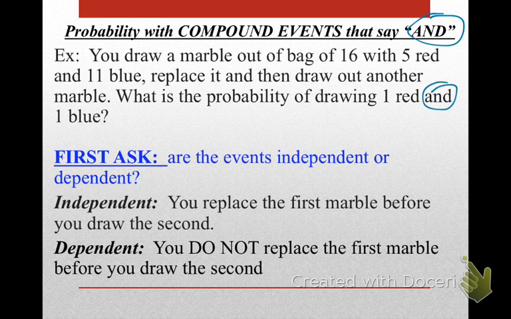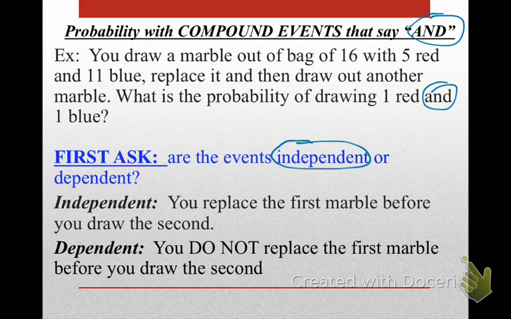First ask, are these events independent? That means one probability does not affect the other, or dependent, one event does affect the other. Well, in this situation, if you replace the first marble that you draw out, you are not affecting your second draw because you still have the same total. So these events are independent when you replace the first marble before you draw the second.